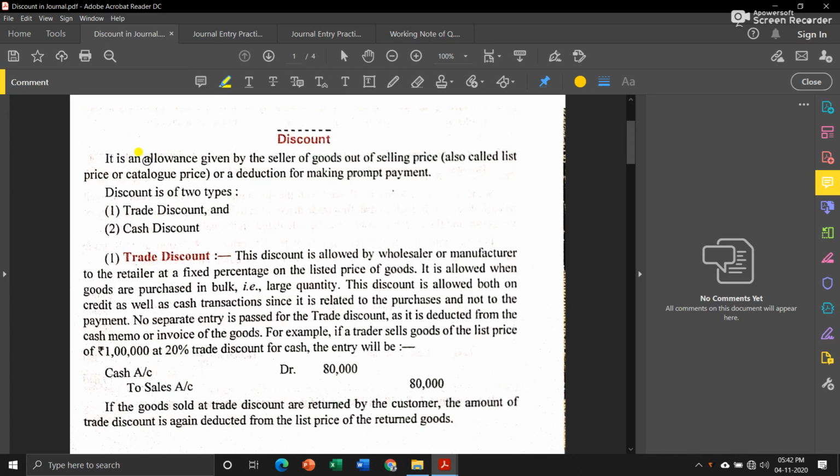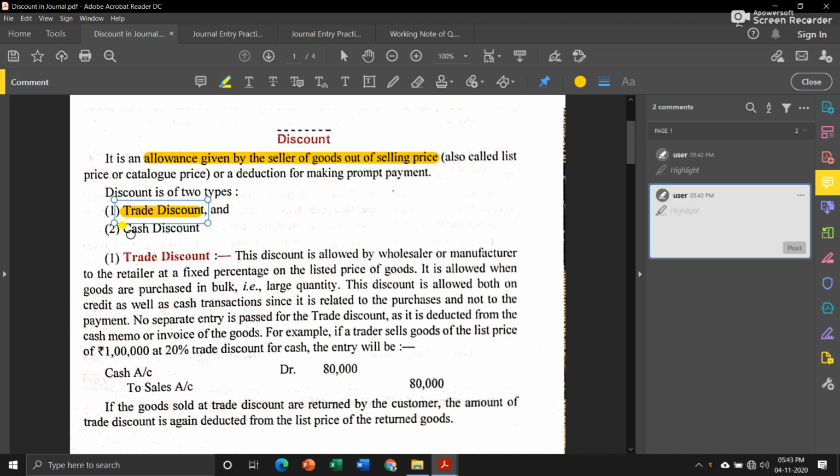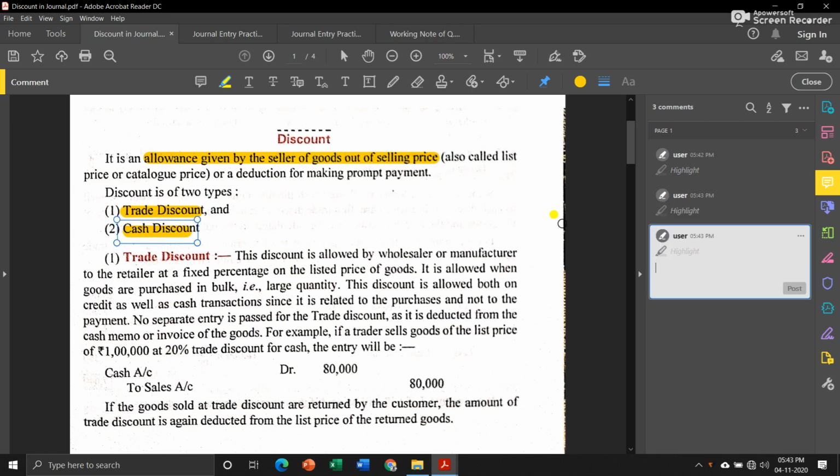Discount is an allowance given by the seller of goods out of selling price, also called list price or catalog price, or a deduction for making prompt payment. Now it is an allowance which is given by the seller to the purchaser. Now discount are of two types. One is trade discount, another is cash discount.